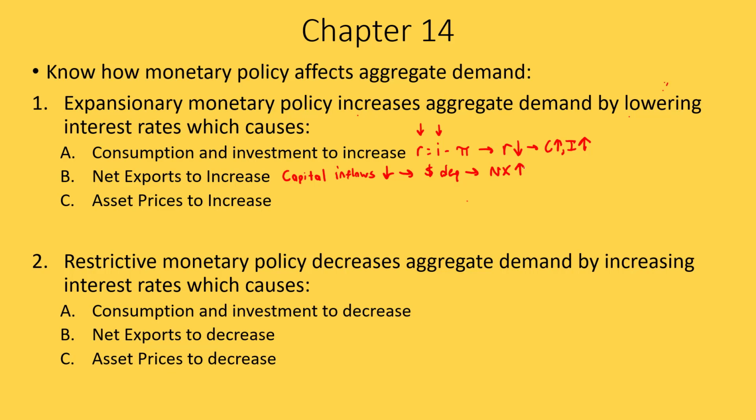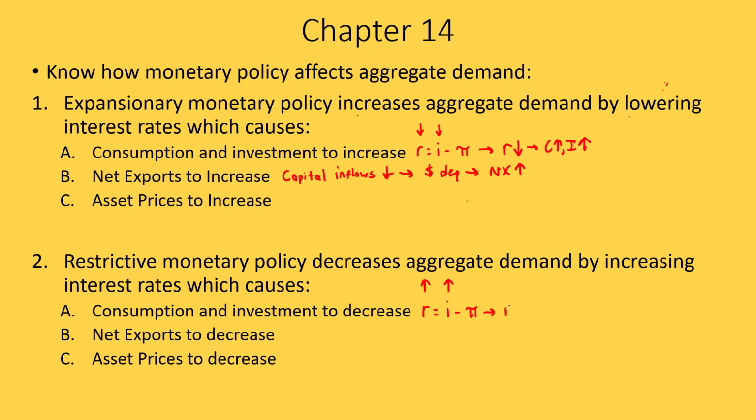So these are the ways in which expansionary monetary policy can increase aggregate demand through lowering those interest rates. Now, restrictive monetary policy can decrease aggregate demand by increasing these interest rates through all of these same channels, just moving in the opposite direction, right? So again, real interest rate equals our nominal interest rate minus inflation, right? If we've increased the interest rate by restricting money supply, then again, all else constant, or inflation not changing, that's going to make our real interest rate go up.